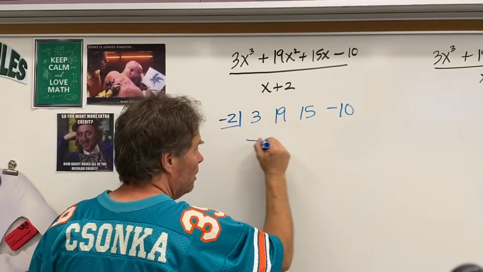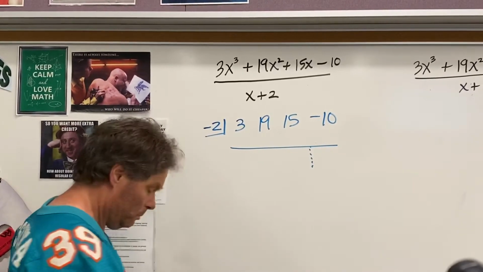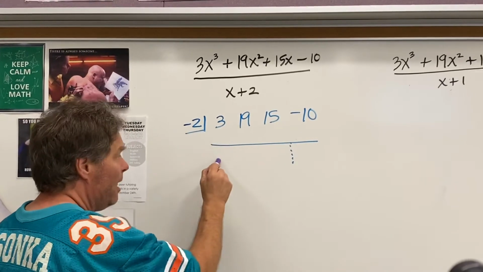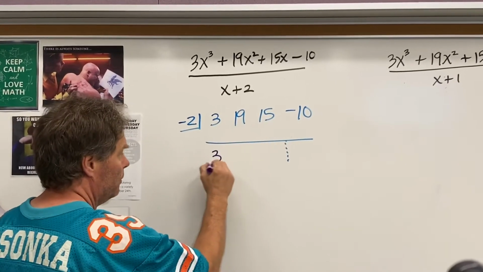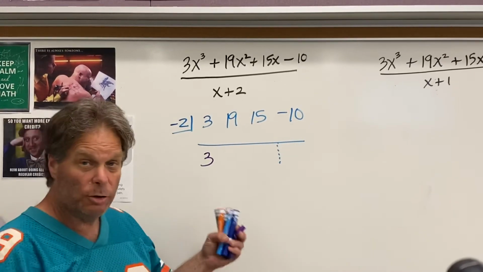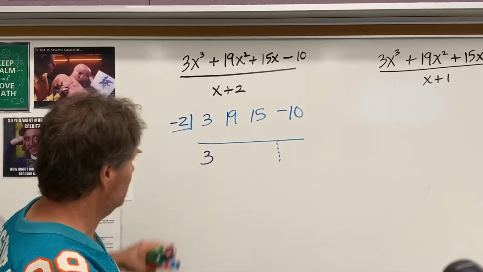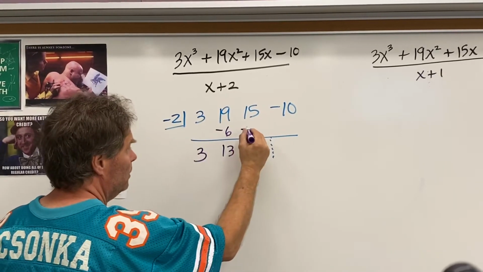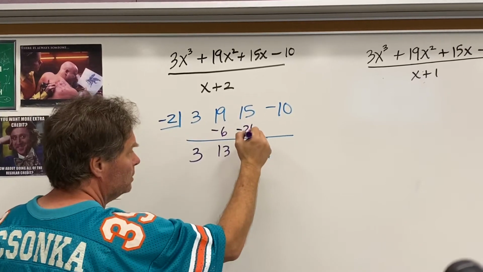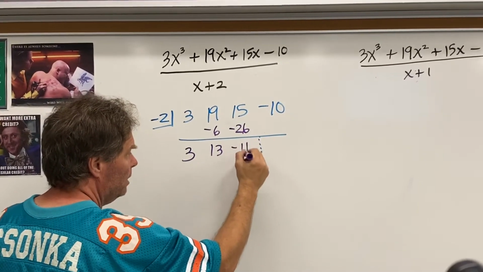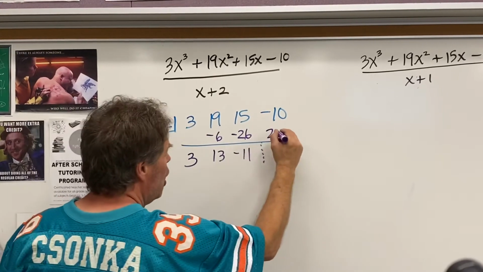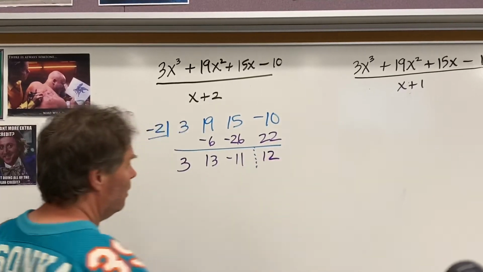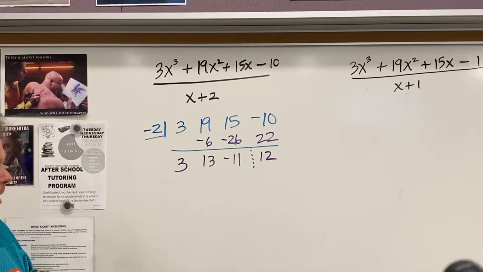Leave a little space here and go like this. Now, bring the first guy down below the line. 3, like that. And now all you do is multiply and add. 3 times -2 is -6. Add those, 13. Multiply those, -26. Add those, -11. That times that is 22, baby! You know it! And then 12 is the remainder.